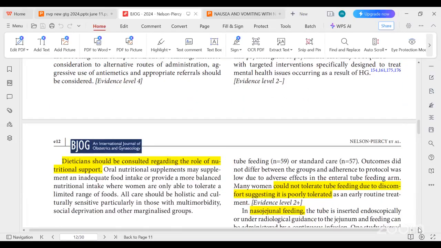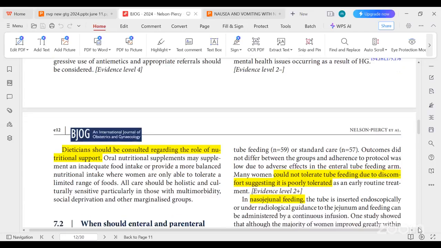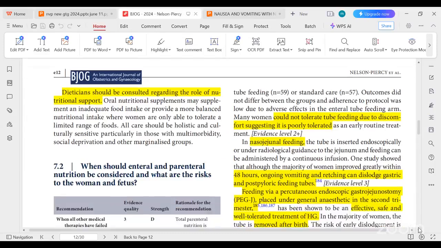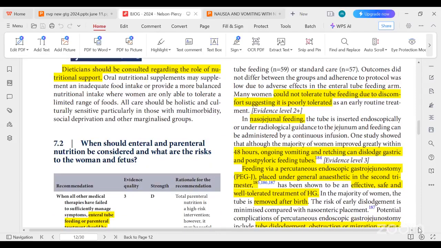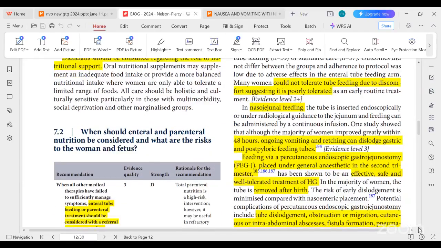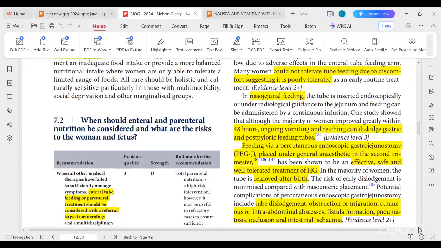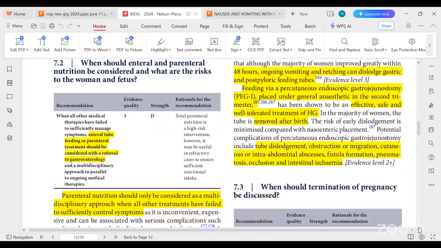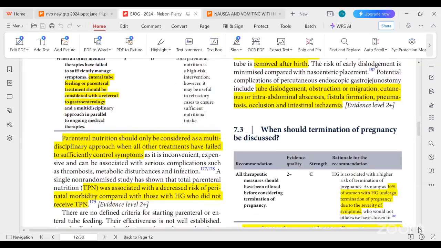We have to take a multidisciplinary team approach. We have to involve the psychiatrist. We have to involve the dietitian to look at nutrition. And then if we are going to provide parenteral nutrition, then proper referral to the multidisciplinary team is important. So this is all about that.